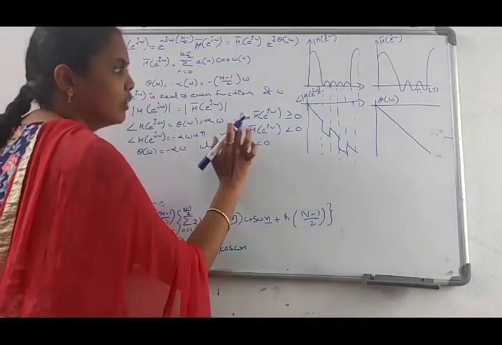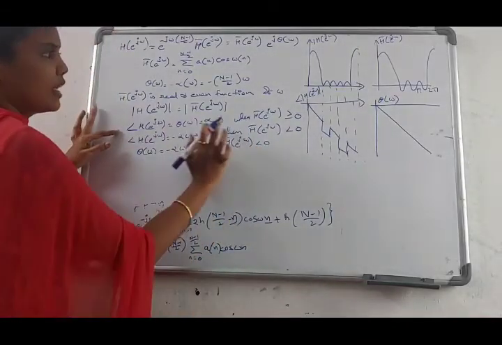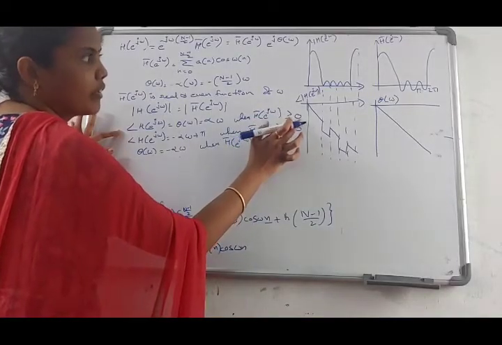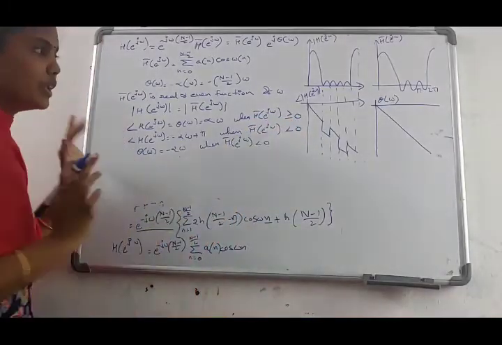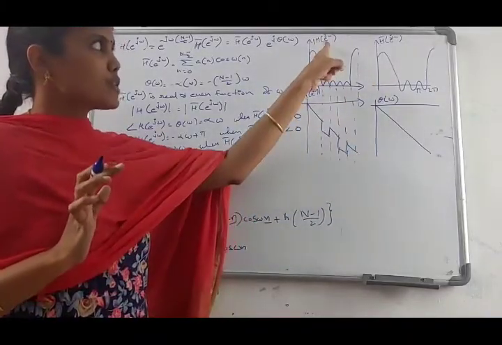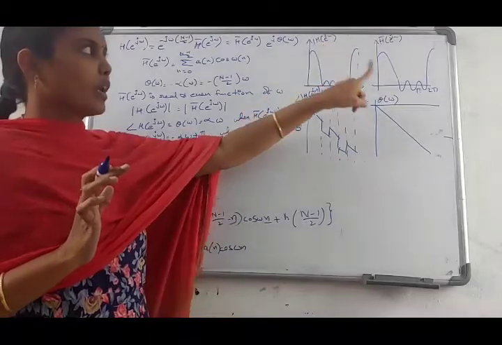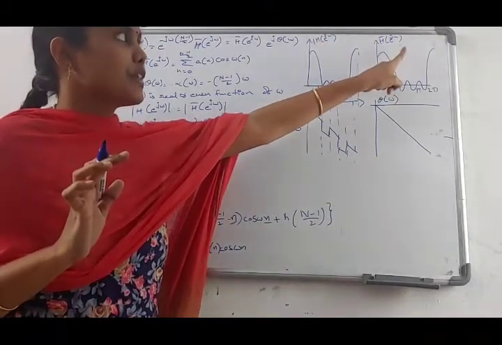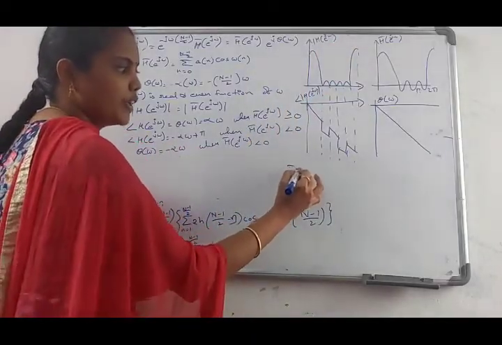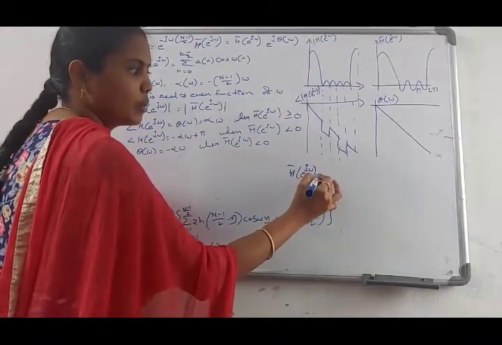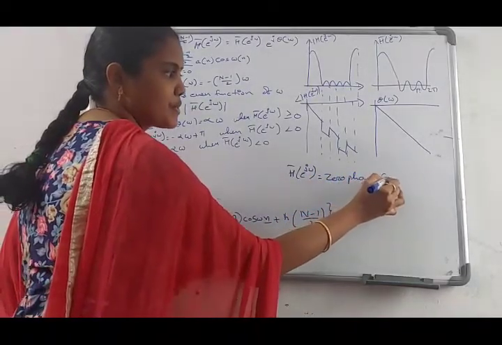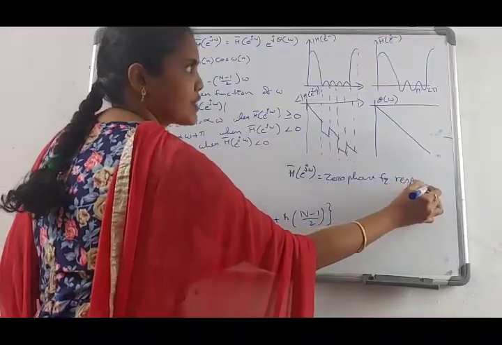Now when this condition is satisfied, then h bar of e power j omega is greater than or equal to 0. So here we have 4 different figures. The first figure is the magnitude response and the second figure is h bar, the 0 phase response. h bar of e power j omega is nothing but the 0 phase frequency response.